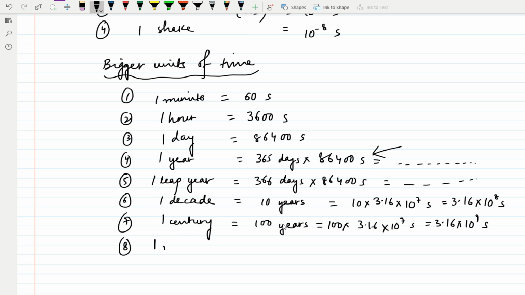And next we have 1 millennium, and that is 1000 years, and that is 1000 into 3.16 into 10 to the power 7 seconds. So that comes out to be 3.16 into 10 to the power 10 seconds. Okay, now these were the units of time.